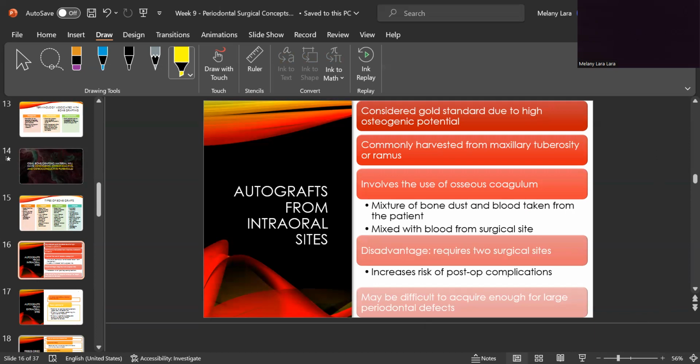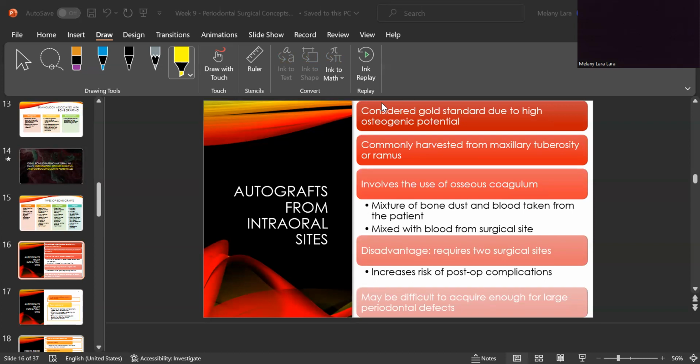Okay. Now, if we do go through and get an autograft from an intraoral site, most of the time they're going to be harvesting from the maxillary tuberosity, or even the ramus of the mandible. Okay, so that's a big chunk of bone right there too. Okay.